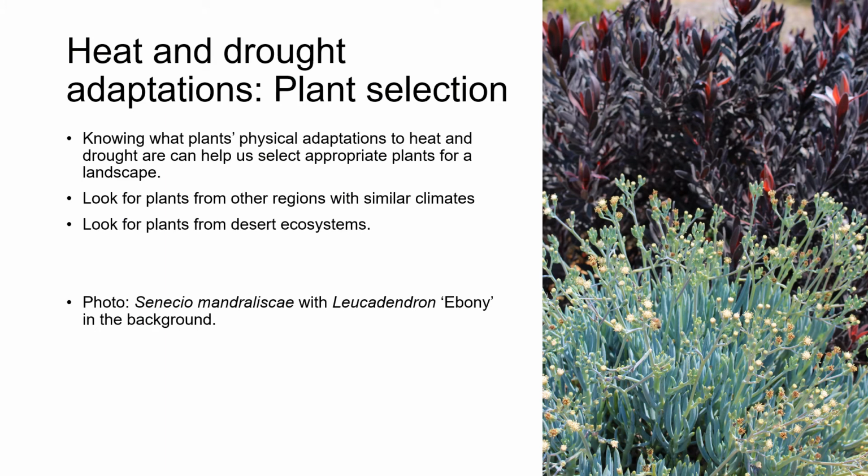Knowing what plants' physical adaptations to heat and drought are can really help us as horticultural professionals and enthusiastic home gardeners. Firstly, it can help us choose climate-appropriate plants. We can use California natives from ecosystems with climates similar to the one in which we're creating a landscape. We can also use plants from other Mediterranean-type climates that are similar to ours, or we can look to ecosystems that are more extreme in terms of heat and drought, such as desert ecosystems.